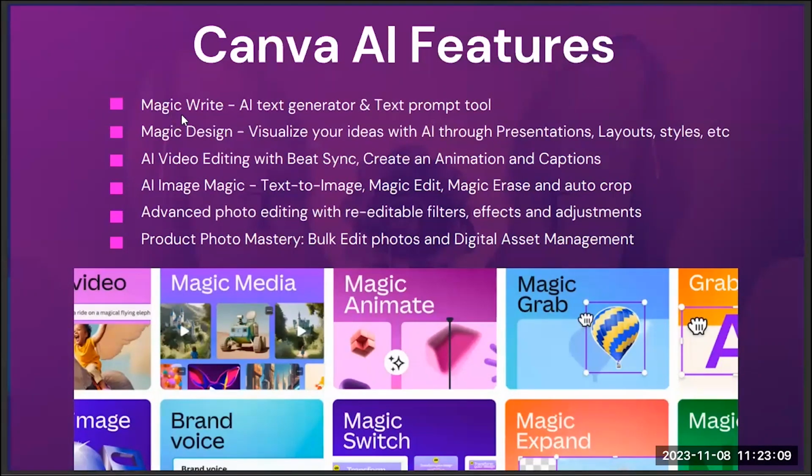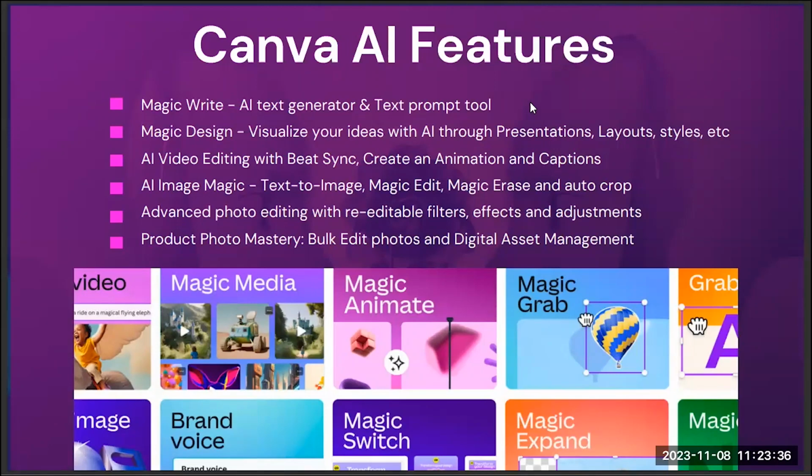First of all is Magic Write. This is an AI text generator and text prompt tool, which is based on ChatGPT. And we know ChatGPT to be a text query tool, right? You put in a prompt, and based on the prompt and what you feed it, it gives you feedback. So that's what Magic Write does. Now, why is it important in Canva?